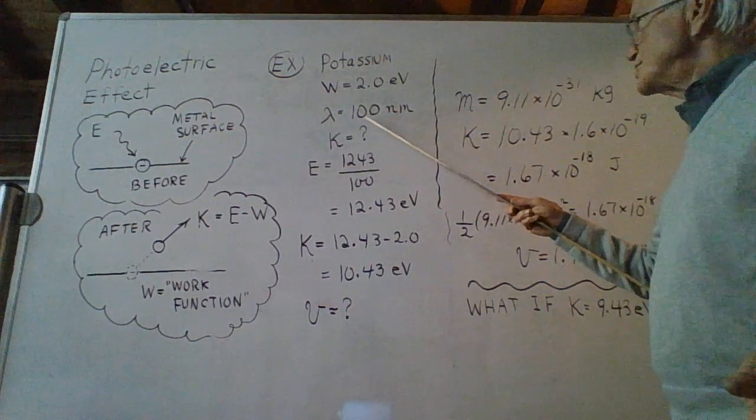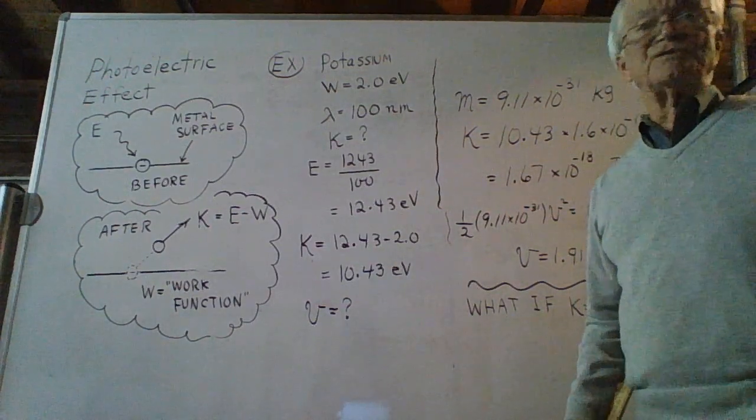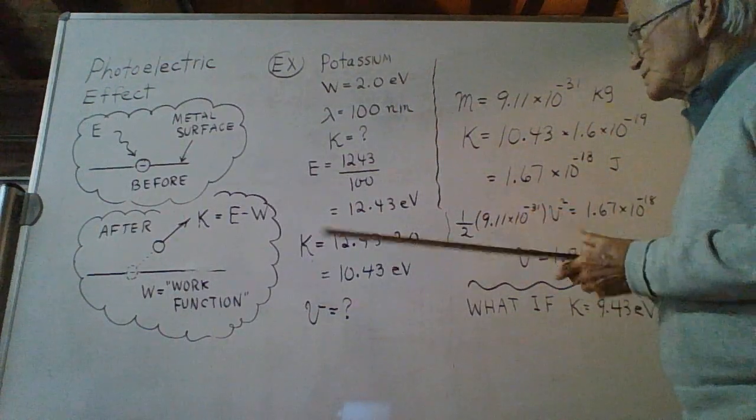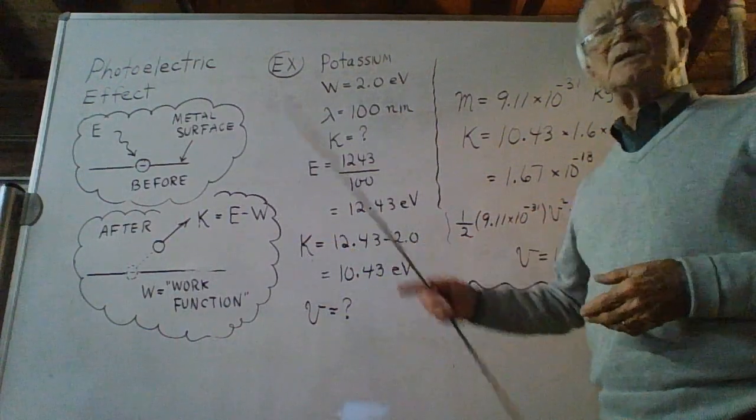Lambda is equal to 100 nanometers. You don't need to know why that's ultraviolet light, it's just so. 100 nanometer light, we wish to calculate what the kinetic energy of escaping electrons are.